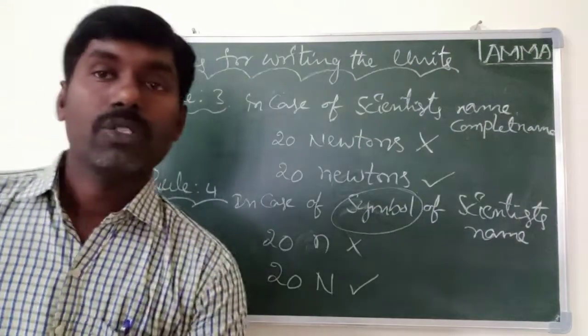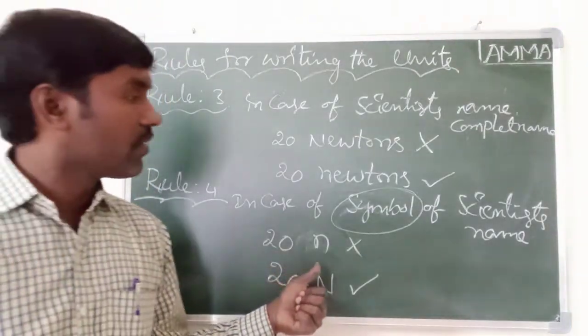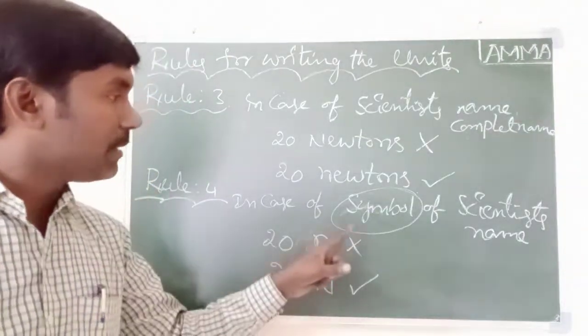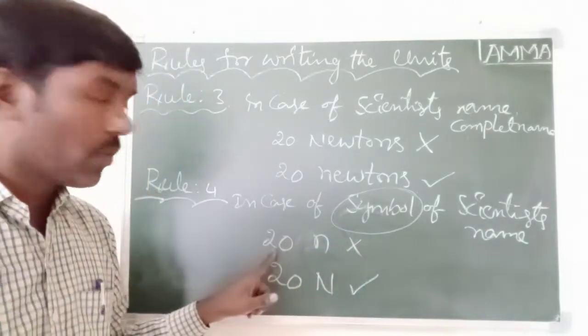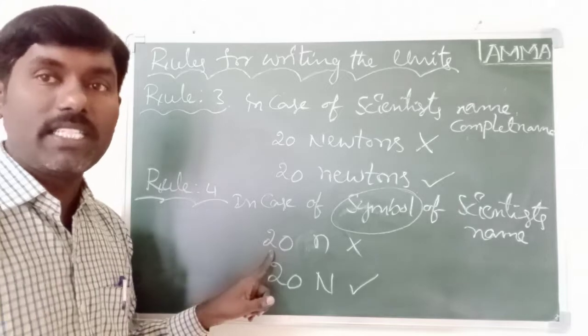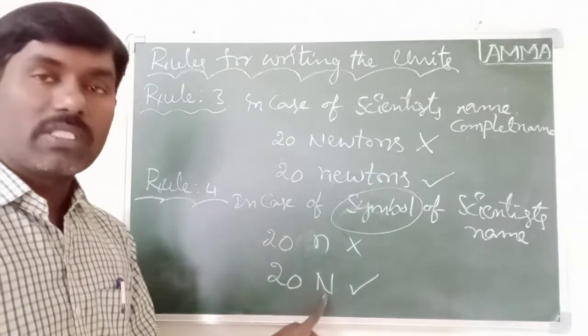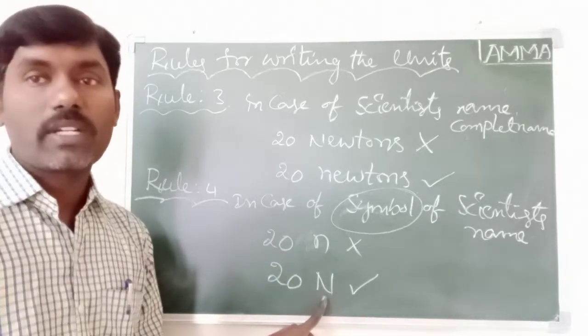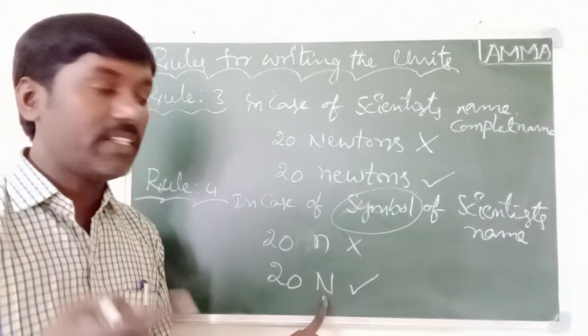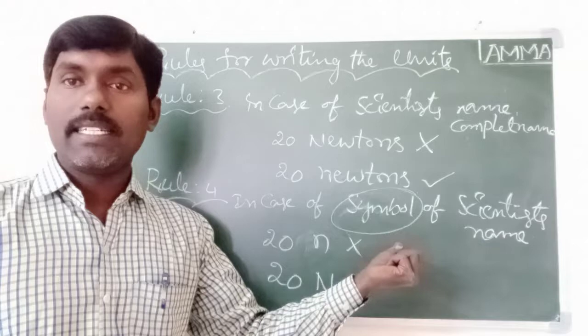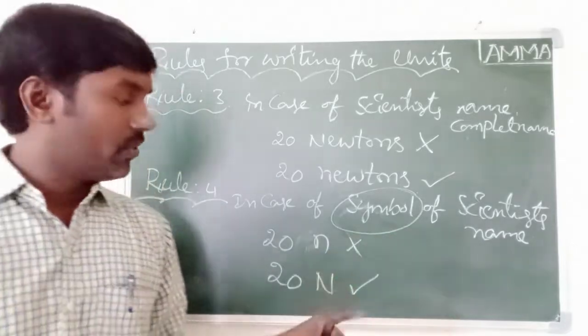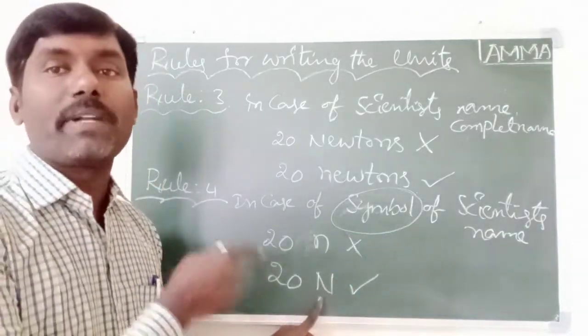Okay, students. So when we go to write the unit of any physical quantity which is the symbol of the scientist names, only a single letter, if you want to represent that unit, we have to use the capital letter only. When we represent the unit of any physical quantity which is related to scientist names, we have to use the single letter, that is capital N only.